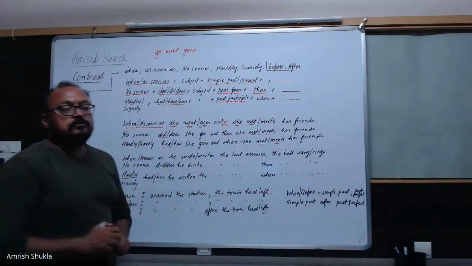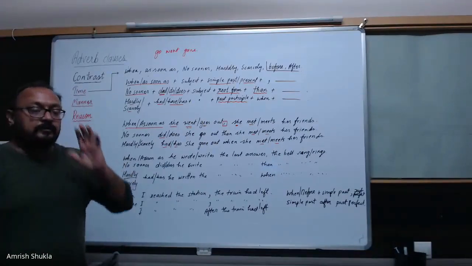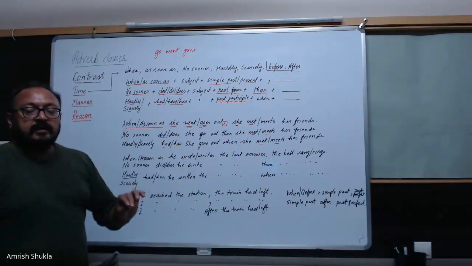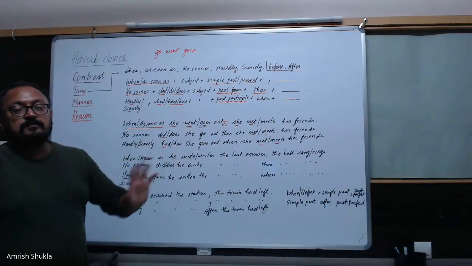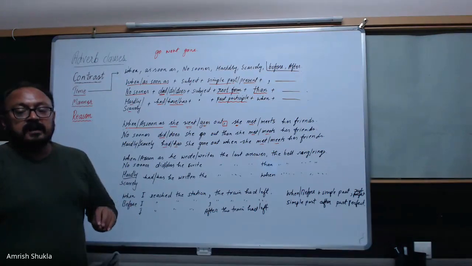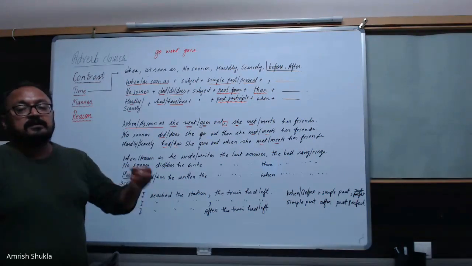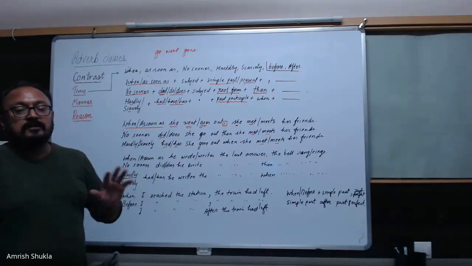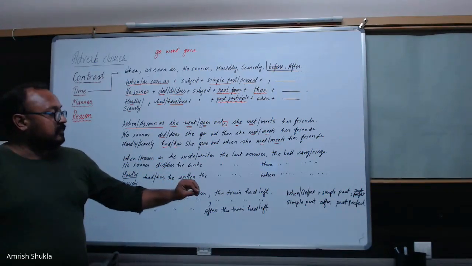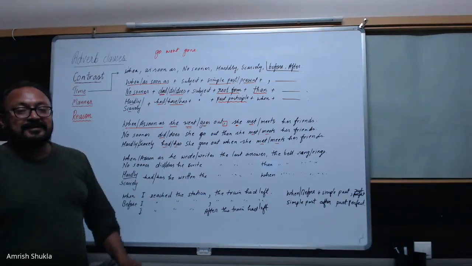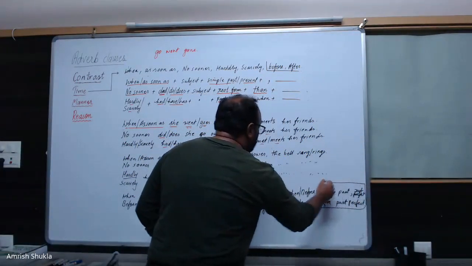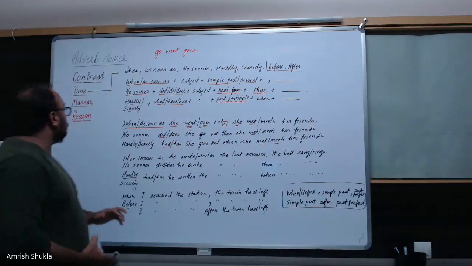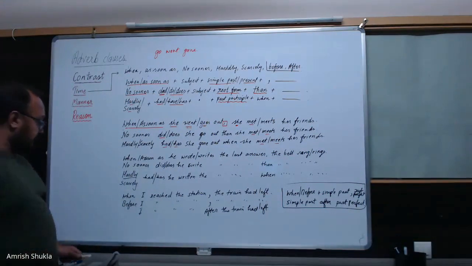For the use of before and after, what do you have to keep in mind? The tense sequence. When or before are followed by simple past tense and the other part will be past perfect tense. After is followed by past perfect tense, and the other tense will be simple past tense. Okay, this is the rule. You may keep this in mind, and note it down if need be. Then we will switch to the next topic, that is adverb clause of manner or reason.